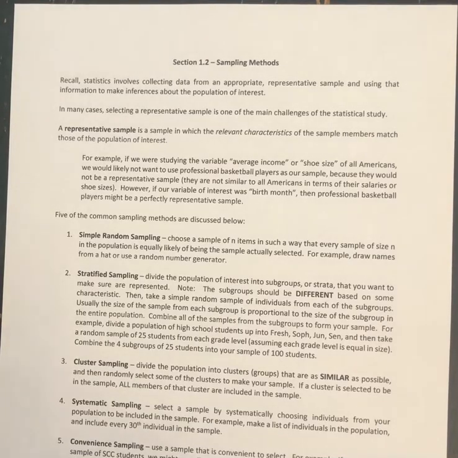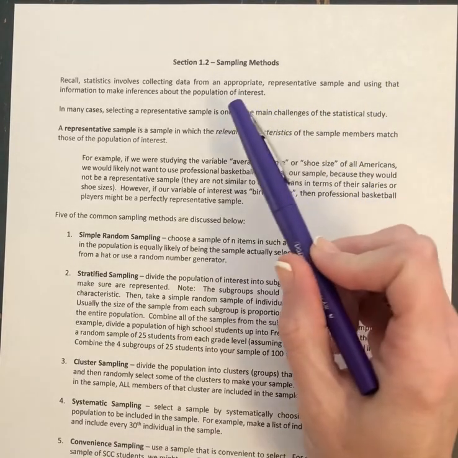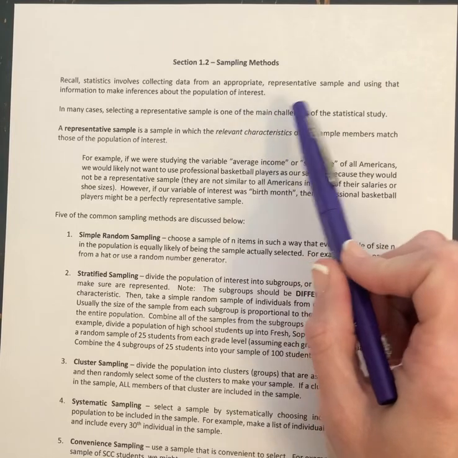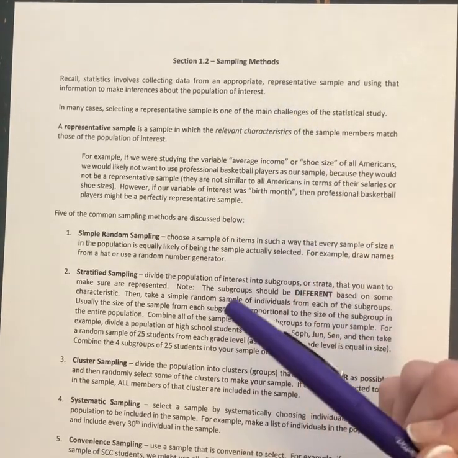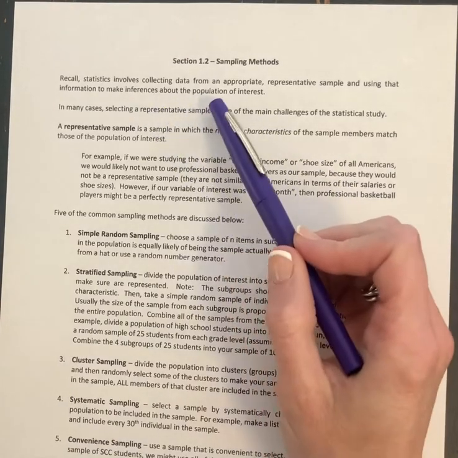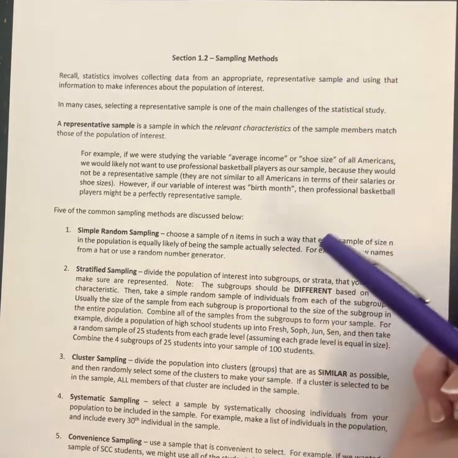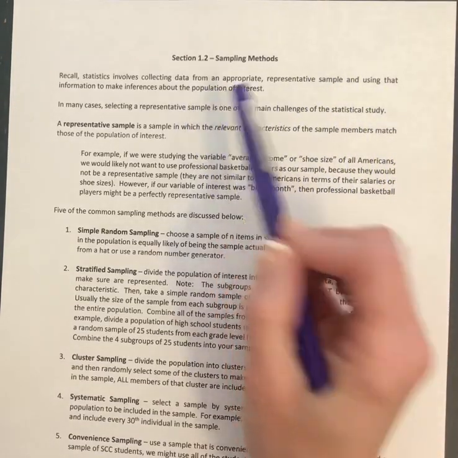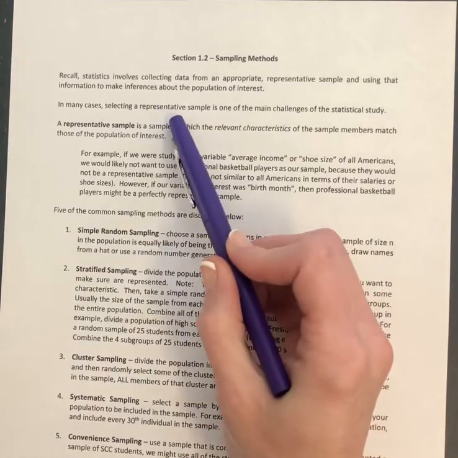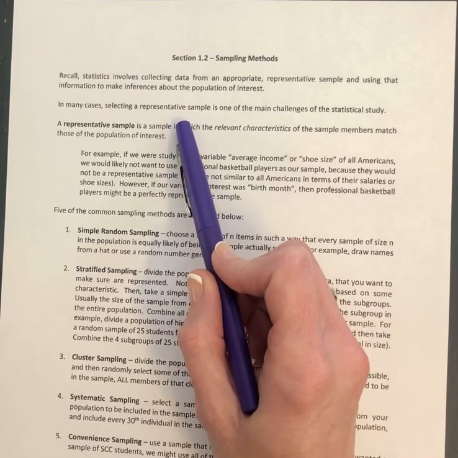This video is going to explore the different sampling methods that we could use in statistics when we're trying to collect our data. Just as a reminder, in statistics, the goal is to collect data from an appropriate representative sample and then use that data to try to make inferences about a larger population of interest. So remember, we're taking data from a sample and using it to try and make inferences about an entire population.